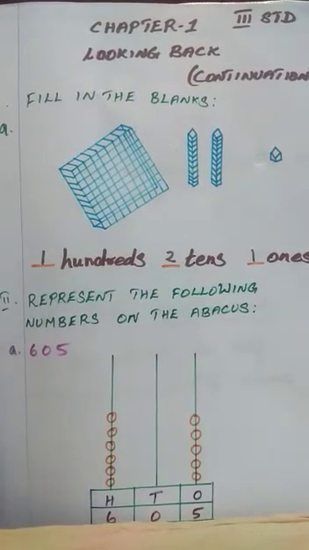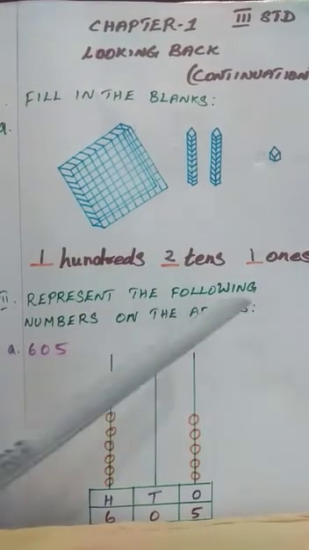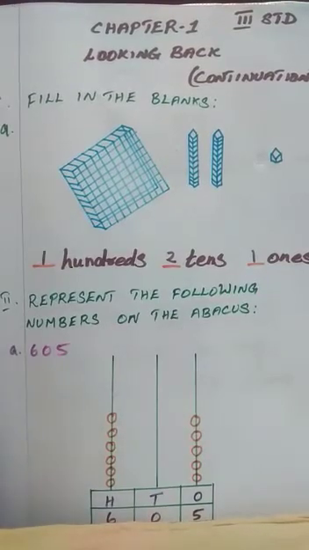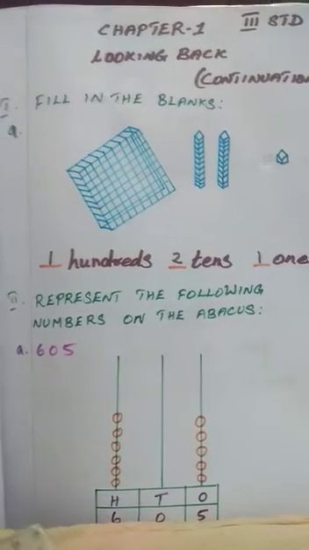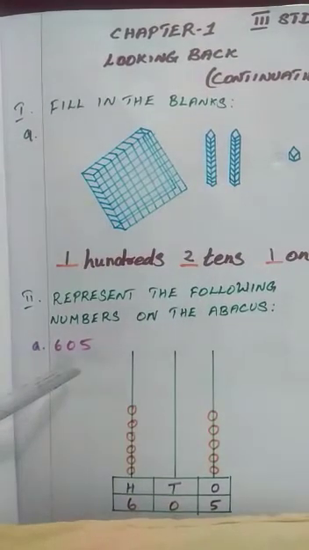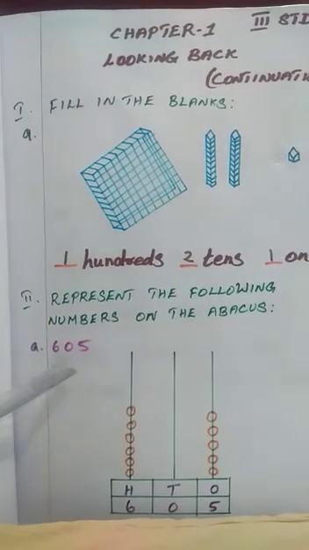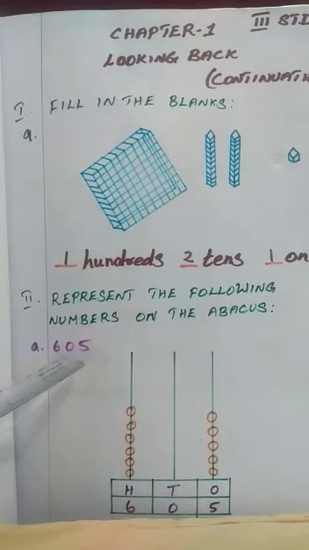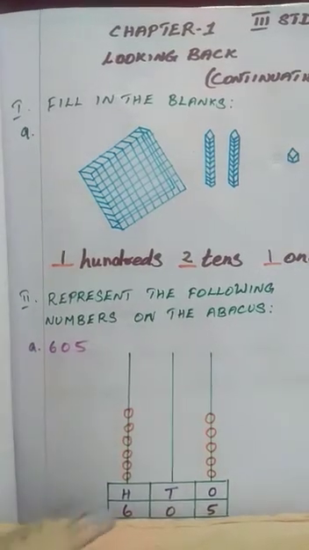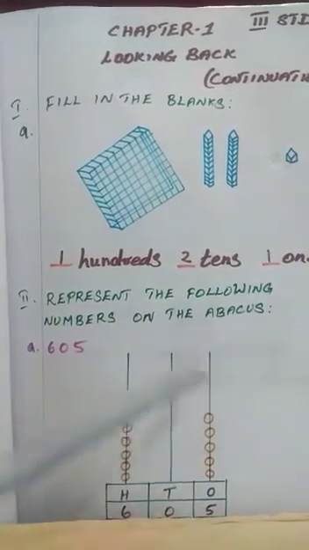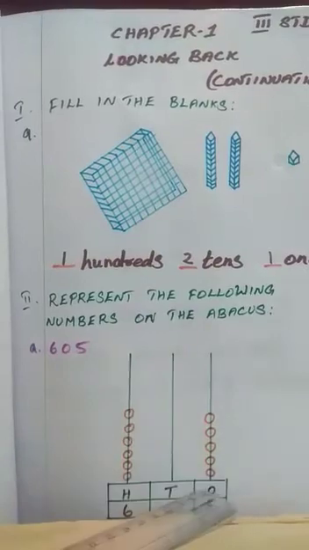Next we see how to represent the following numbers on the abacus. Already we saw it last class. Now the number is given. How to draw the abacus for the number. What number is given? 605. So first you have to draw the abacus like that. 3 strings are there. You have to draw 3 strings. This line is called a string.